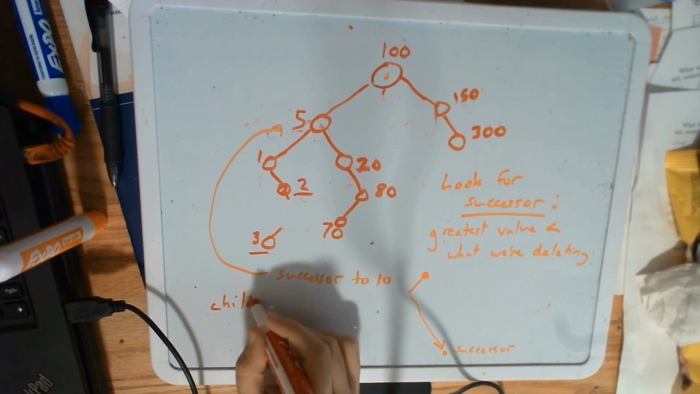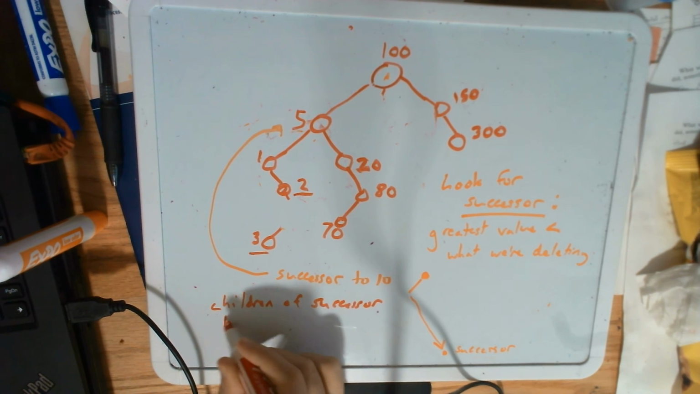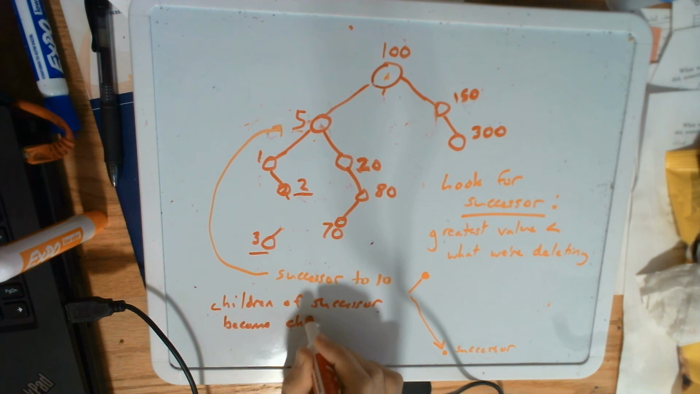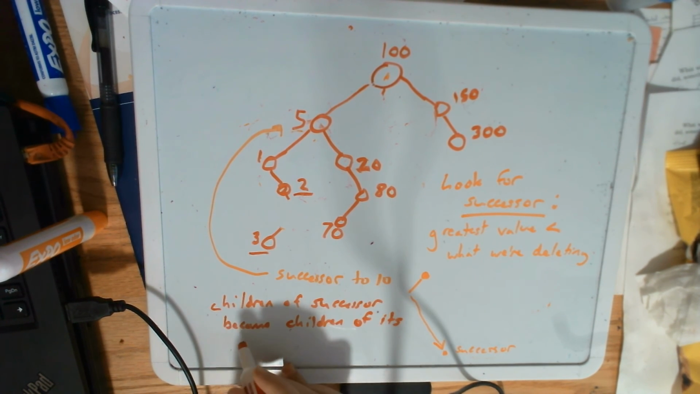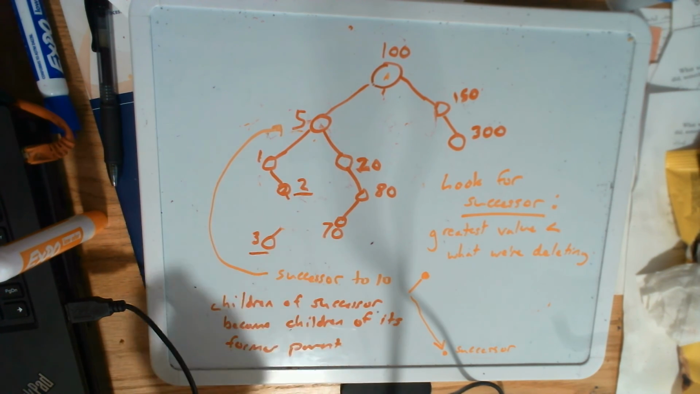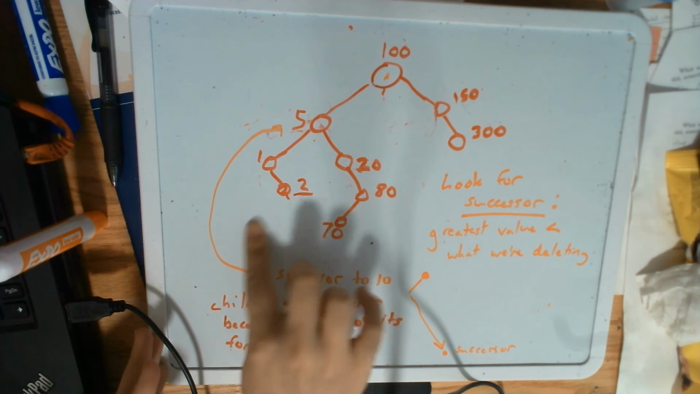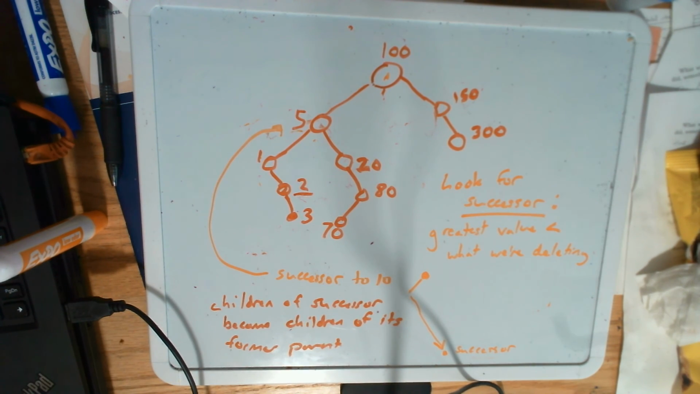So the children of the successor become children of its former parent. So 5 was a right child of 2, so 3 should become a right child of 2 as well.